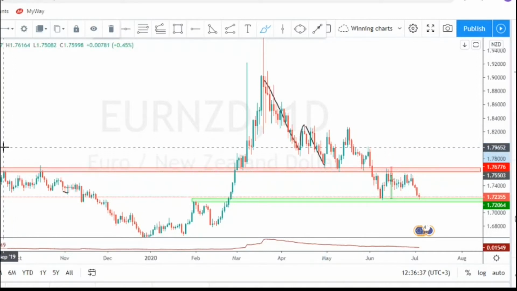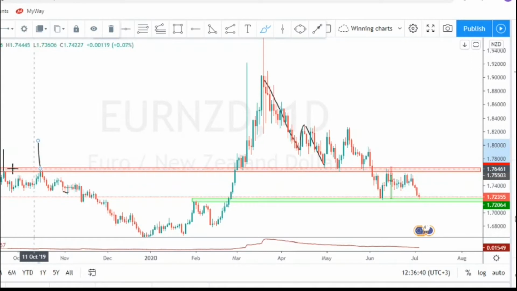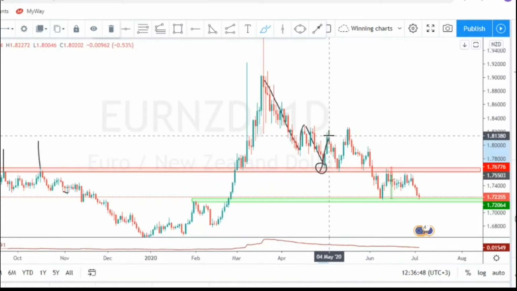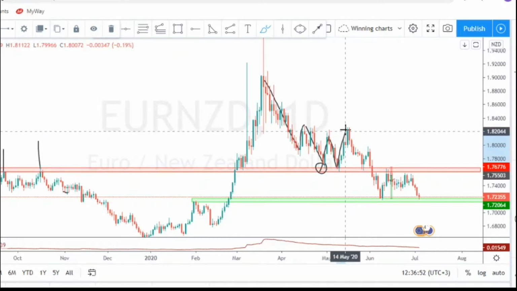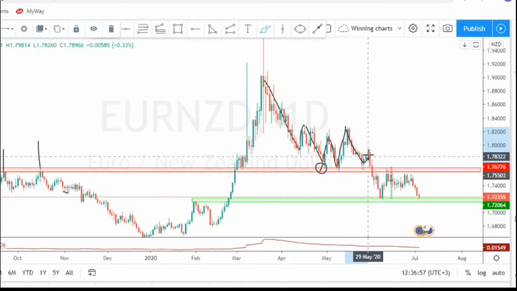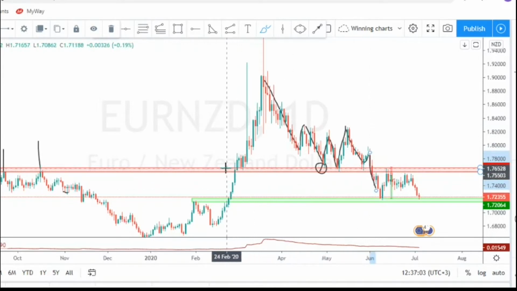Tested here as resistance, resistance here, resistance here, and when it reached this key level of structure, it bounced off. It reacted to this level here, then tested it for the second time, then reacted again, then tested it for the third time, reacted, and finally closed below this level of structure that just turned into support.